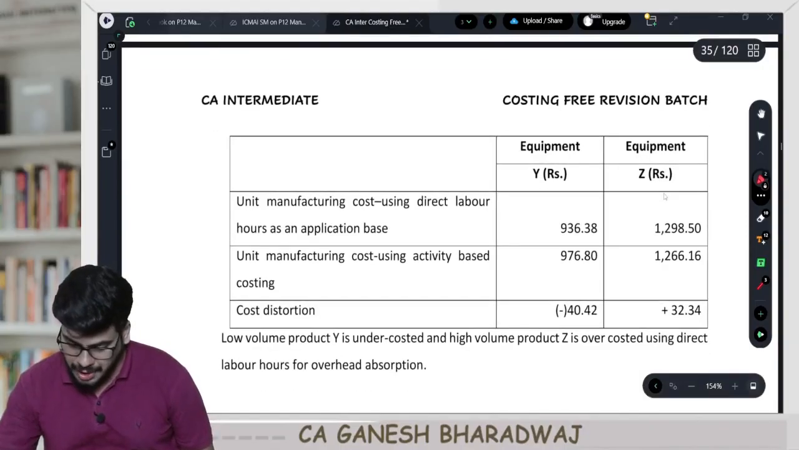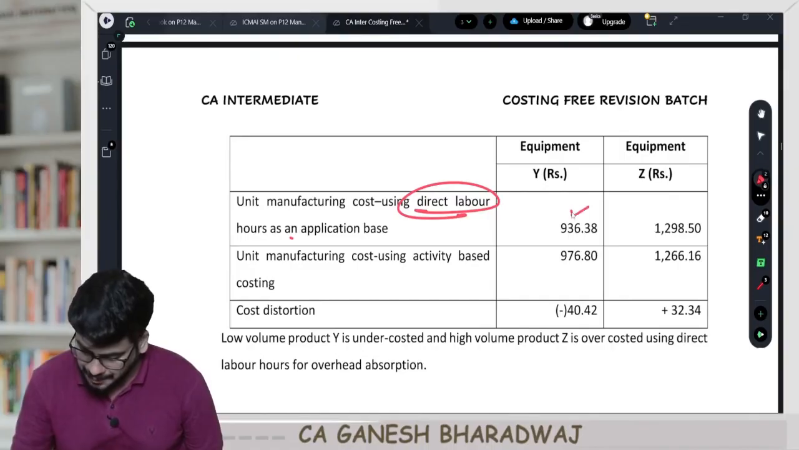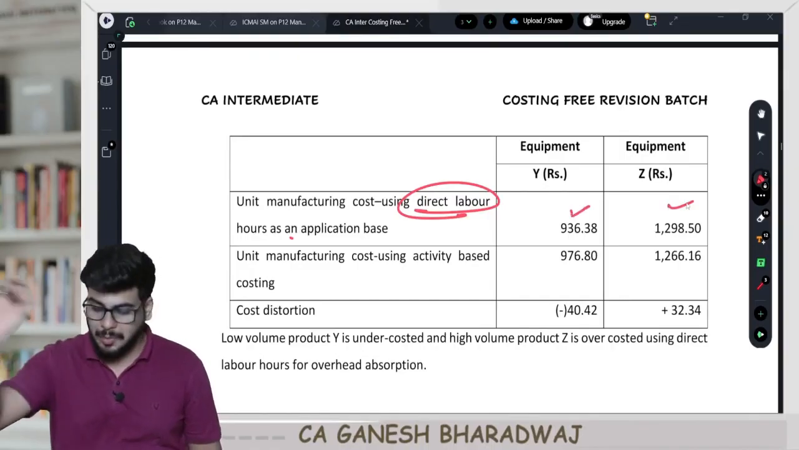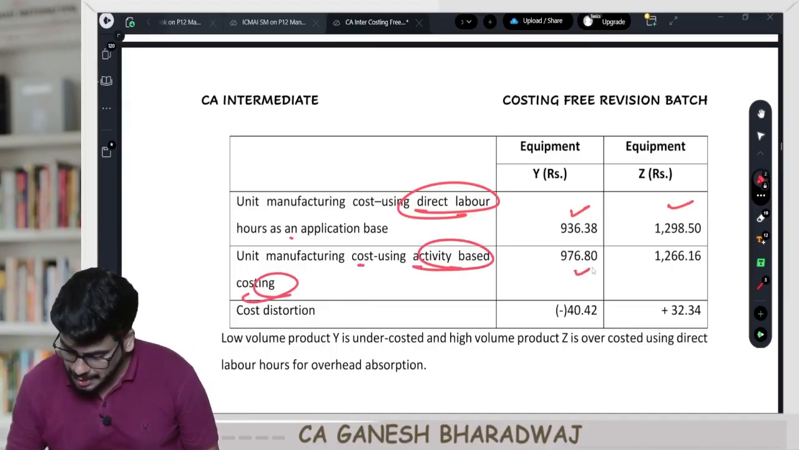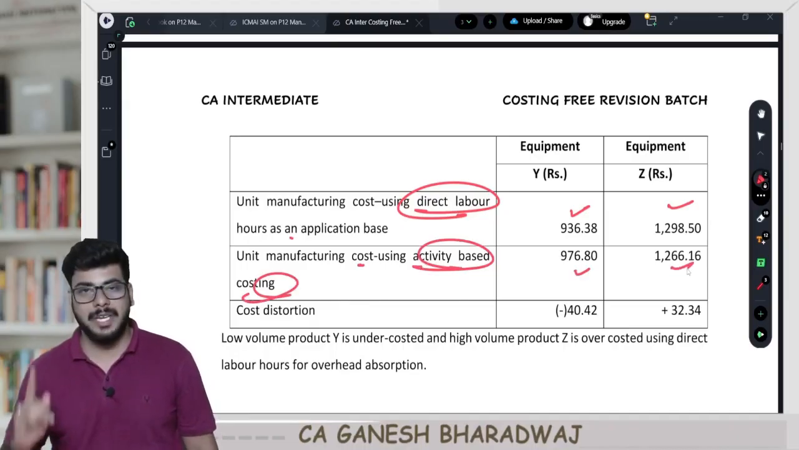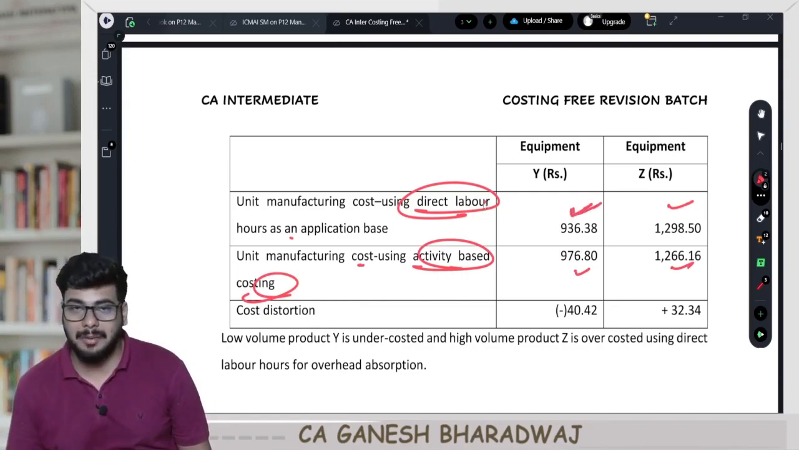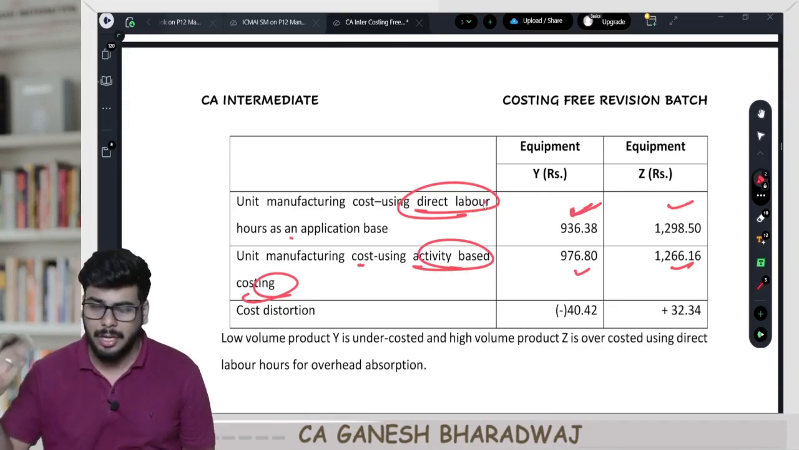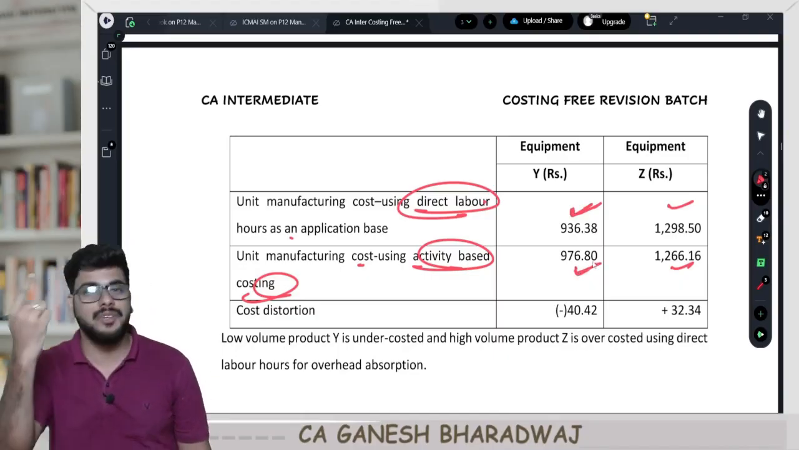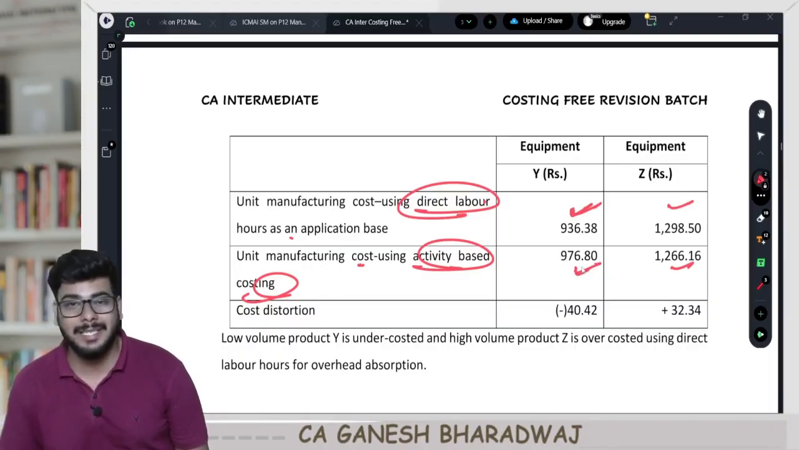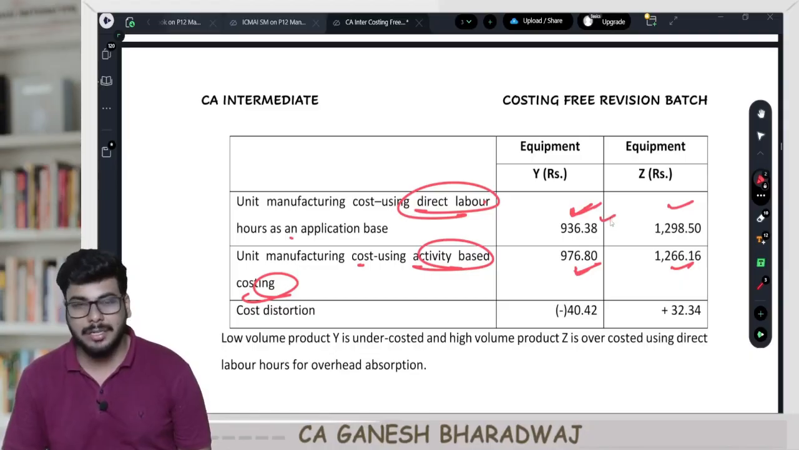So what we need to do is look at this. If I am following the traditional costing system, this will be the respective cost per unit. If I am following the ABC system, this will be the respective cost per unit. Ideally speaking, ABC is correct, but currently the company is following direct labor hours as the basis of apportioning indirect cost. So ideally every unit should have been costed at 976.8, but they are wrongly costing it at just 936.38.